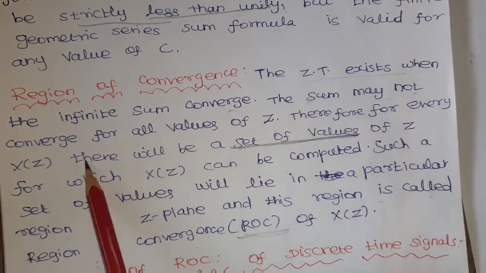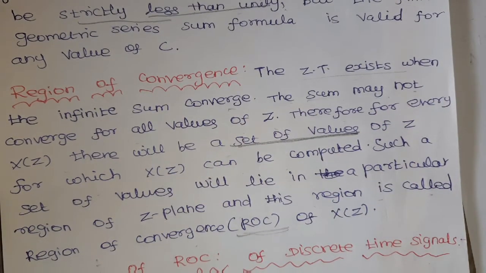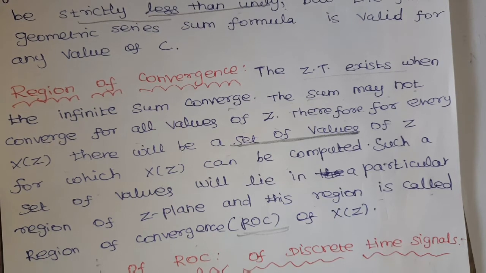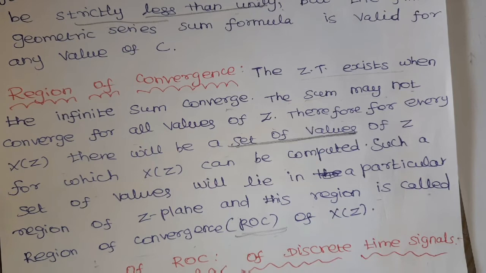The sum may not converge to a particular value of Z. It can converge for a set of values of Z, so the set of values of Z for which X(Z) can be computed. We cannot compute it for every Z, since it may not converge to a particular value. It will be a set of values that lie in a particular region of the Z plane. This region is called the region of convergence, or simply the ROC of X(Z).